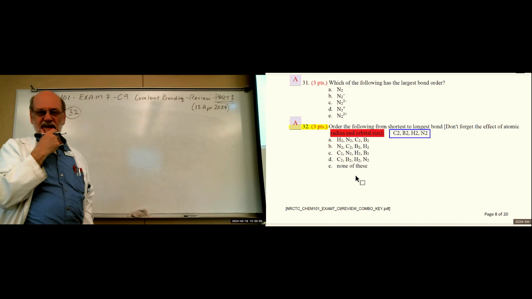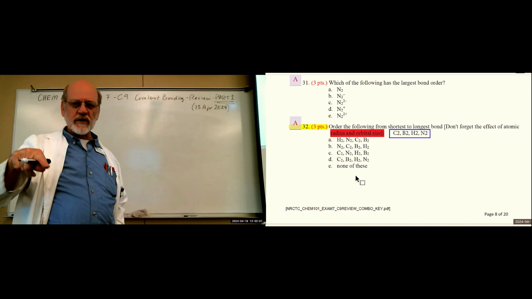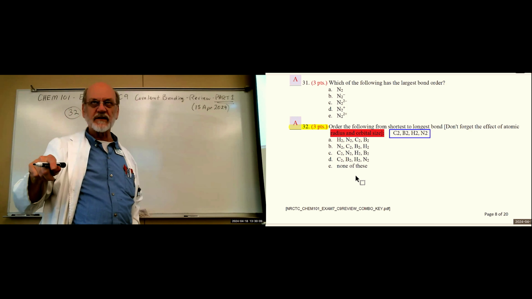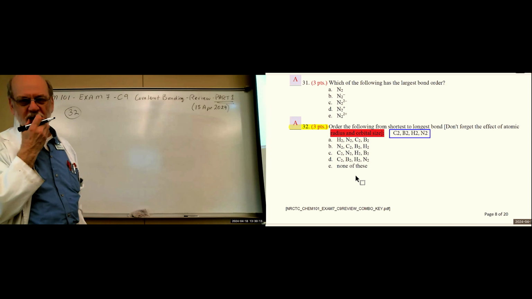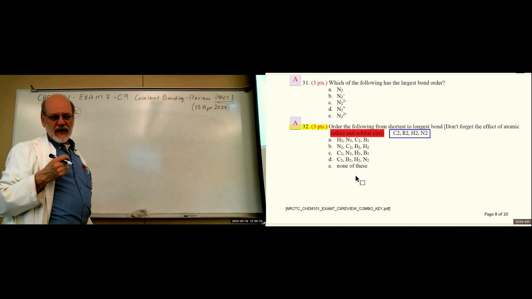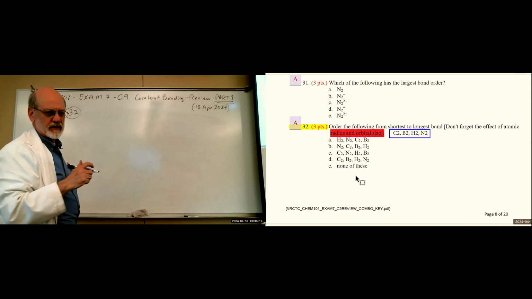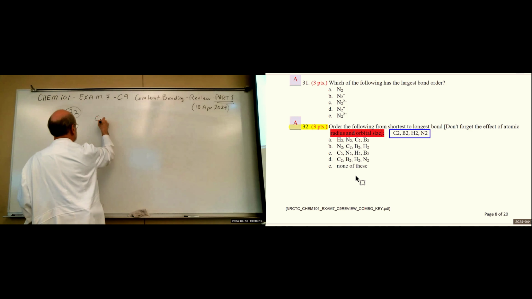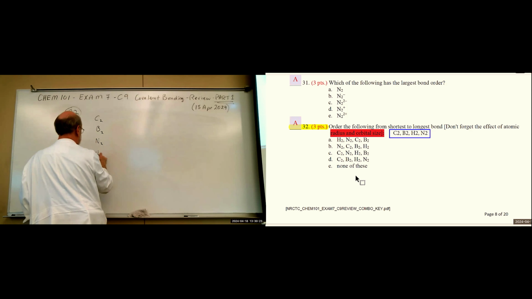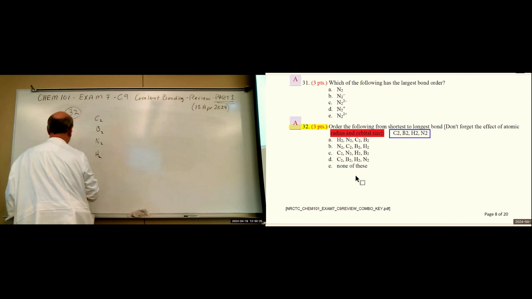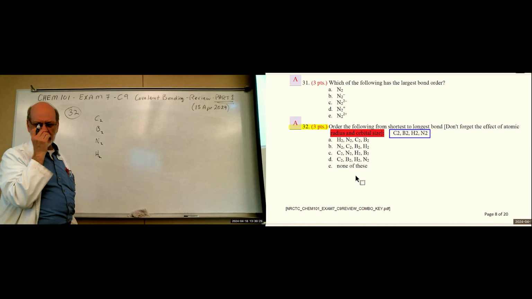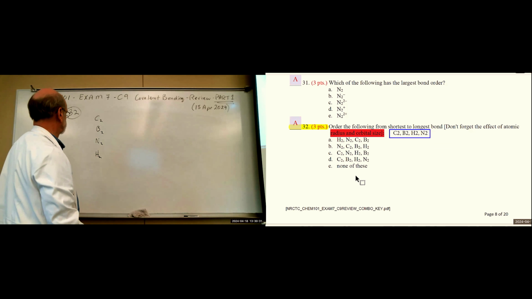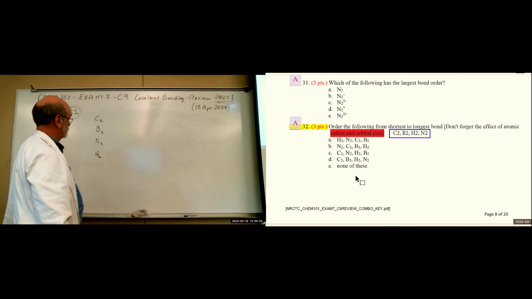All right. Order the following from shortest to longest bond. Don't forget the effect of atomic radius and orbital size. Okay. So let's look at C2, B2, H2, and N2. C2, B2, N2, H2. All right. Bond order. All right, we have to draw it again.